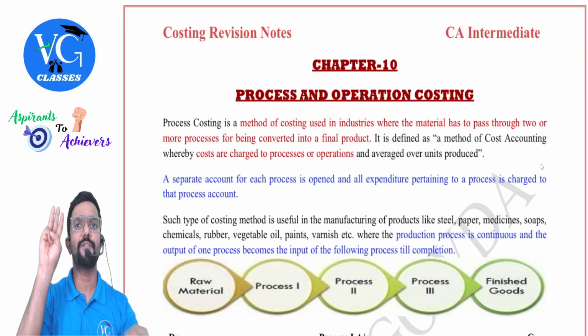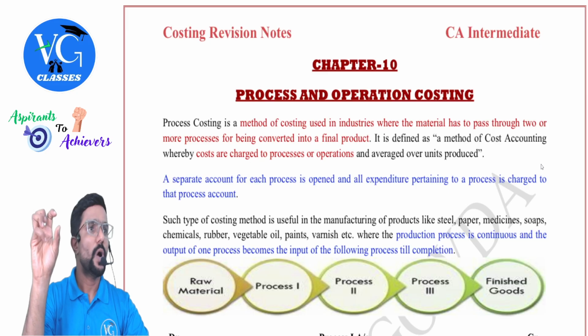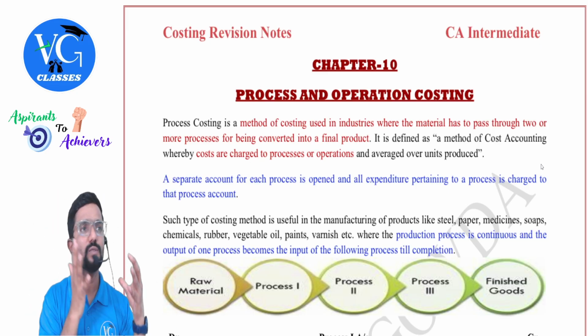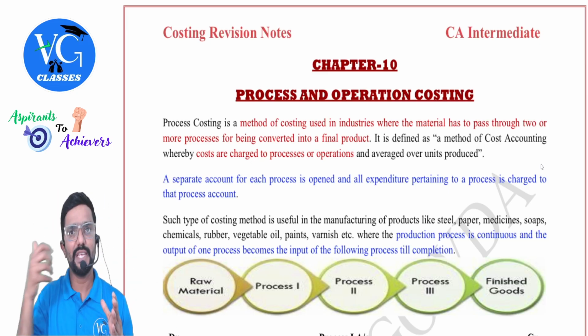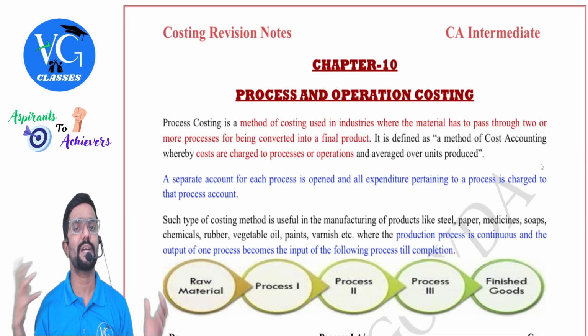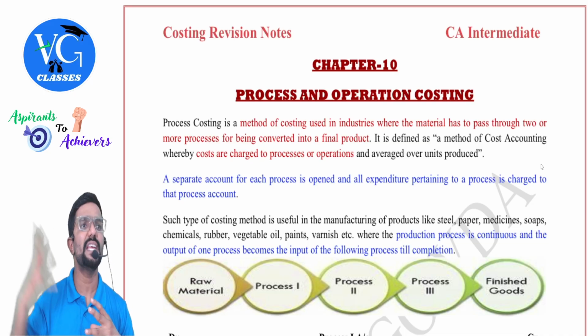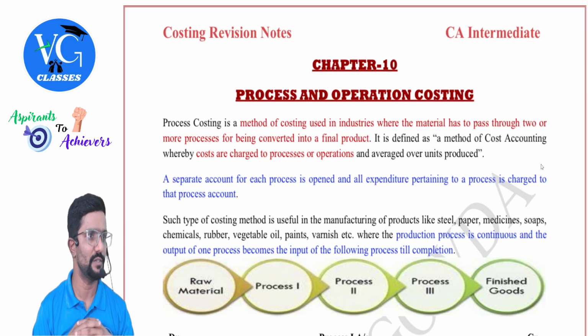Assume there are three different processes in an organization. We will prepare three different process accounts. All the expenses relating to the process would be debited, and if any output is transferred to the next process, or there is a loss, we will record it on the credit side. Normally, sales will not be done in the process accounts. It will be done finally in the finished stock account or in the sales account.